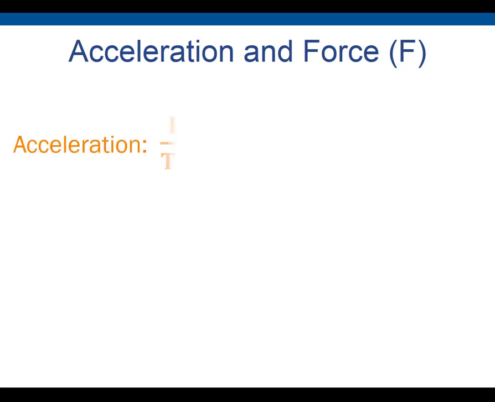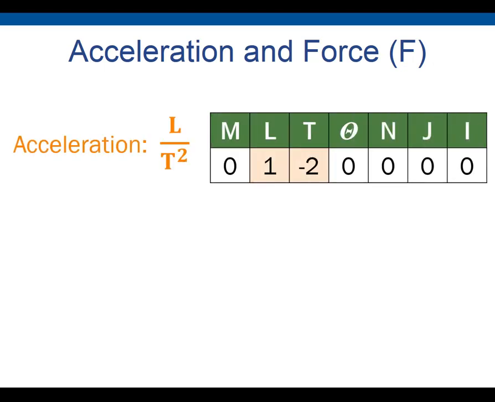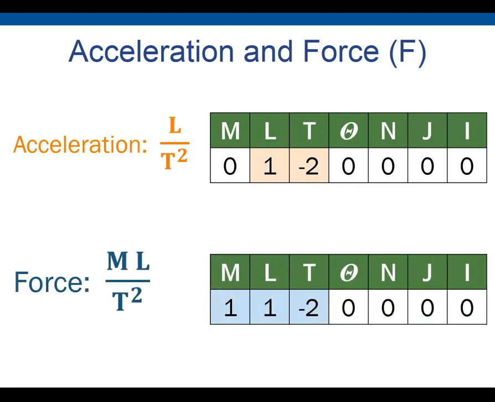What is the dimension of acceleration and force? For acceleration, we have 1 L and then -2 T. The -2 is because it's in the denominator. For force, we have 1 M, which is mass, 1 L length, and then -2 T time.